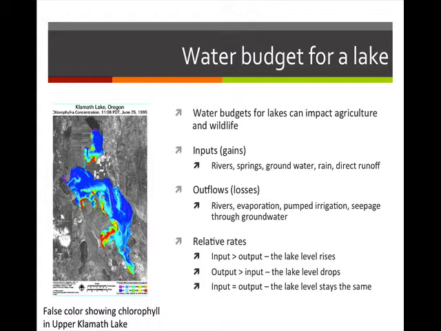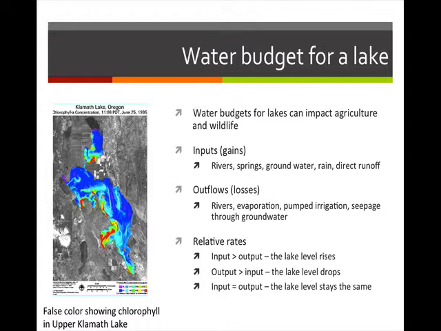Now, in a lake like this, we're looking at the inputs. The gains to the lake would be rivers, springs, groundwater seeping through the ground, rain, and then direct runoff. Direct runoff is what just hits the ground, probably near the lake, and runs across the ground into the lake. So it might come off ranches or it might come off roads, those sorts of things. And the outflows, in this case, again, the rivers that flow out of the lake. The evaporation is a big loss in this lake because it's in a very warm, sunny place, and over the summer loses quite a bit of water.